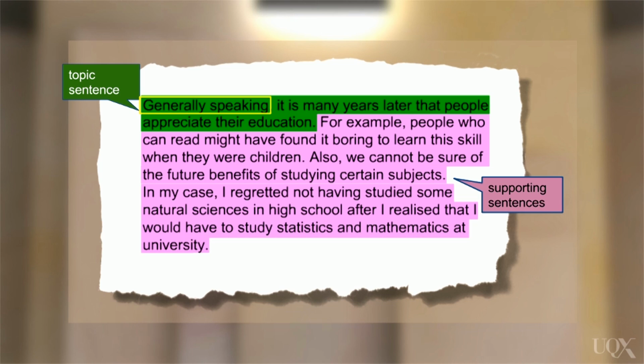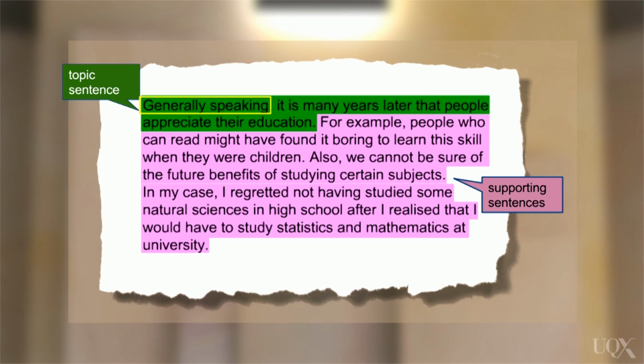So the main idea of this paragraph is that it is not until people get older that they appreciate the value of their education. When you're a child or a teenager, you may not realise how important school is. After the topic sentence, the writer uses the remaining sentences in the paragraph to develop the main idea.